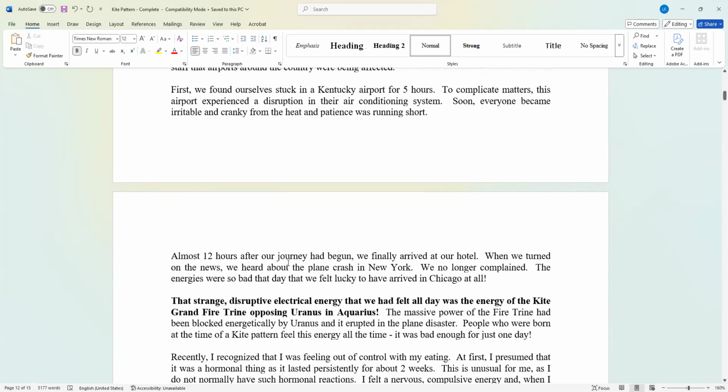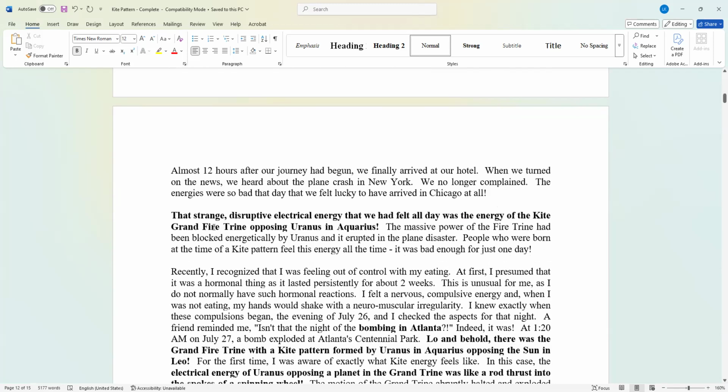And almost 12 hours after our journey began, we finally ended up in our hotel. And when we turned on the news, we heard there was a plane crash in New York. So I said, at least we arrived in our destination safe. So we no longer complained. Because the energies were so bad that day with that kite, we both felt so lucky that we arrived in Chicago at all.